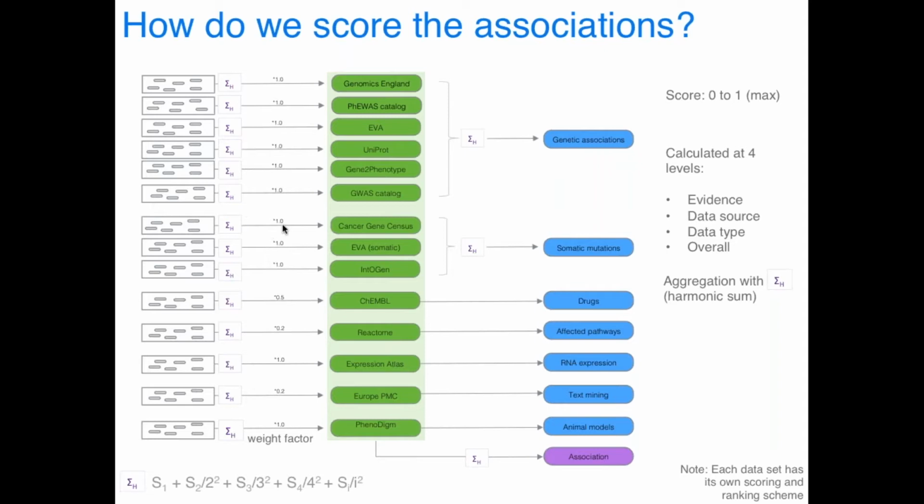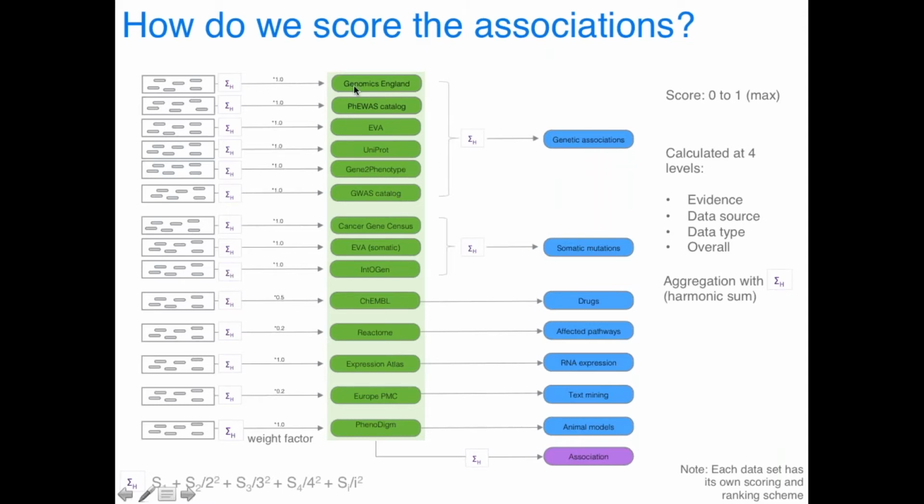Then we combine every single SNP coming from the GWAS catalog using a mathematical formula known as harmonic sum, and aggregate all the data coming from the GWAS catalog. We do so to provide a second level of score, which is known as a data type score. So we've got a score coming from the GWAS catalog, a score coming from UniProt, a score coming from PheWAS, and so on and so forth. This is the second level of scoring.